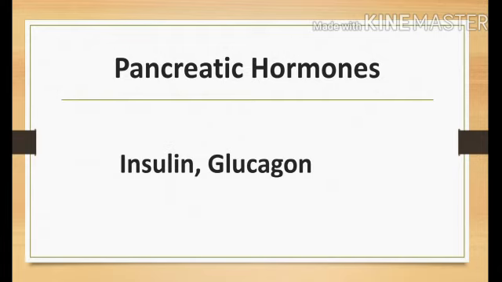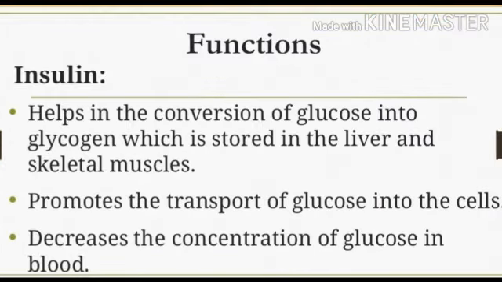So there should be a balance in the production of this insulin and glucagon to maintain the blood glucose level, because this insulin will decrease the blood glucose level and the glucagon will increase the blood glucose level. We can see about this here. First we can see the functions of insulin. So this insulin will decrease the concentration of glucose level in blood.